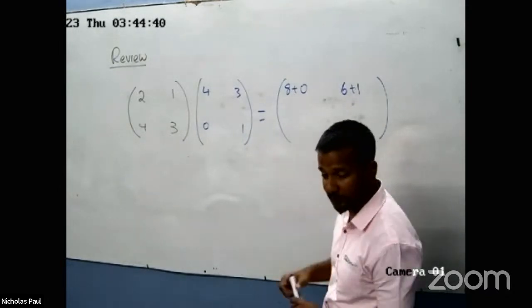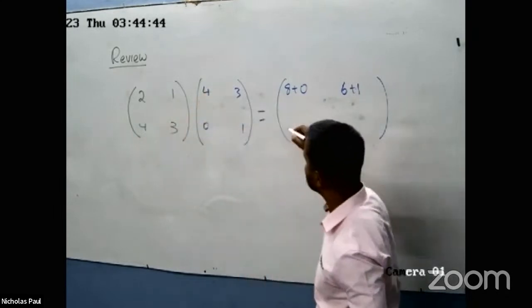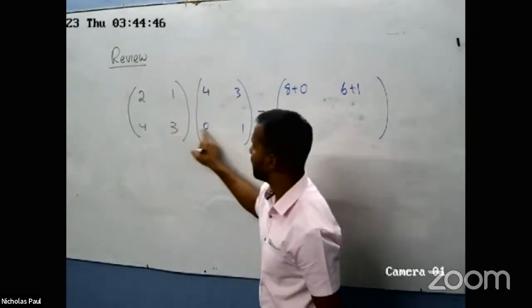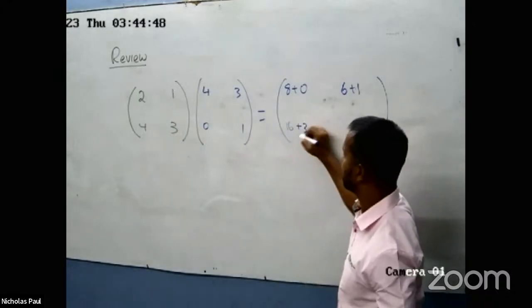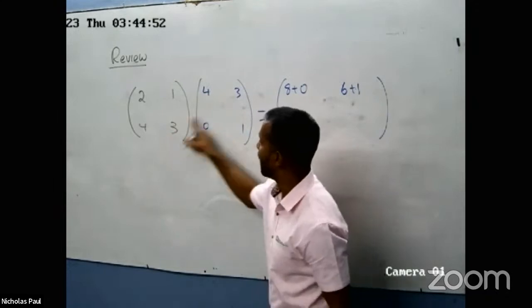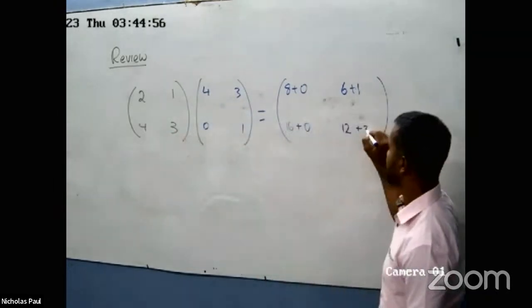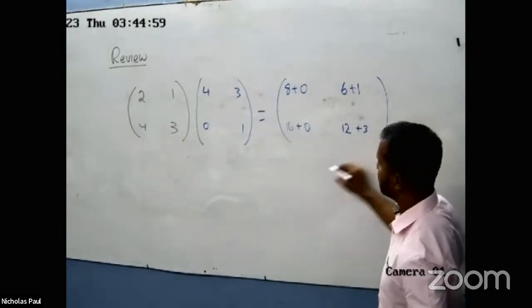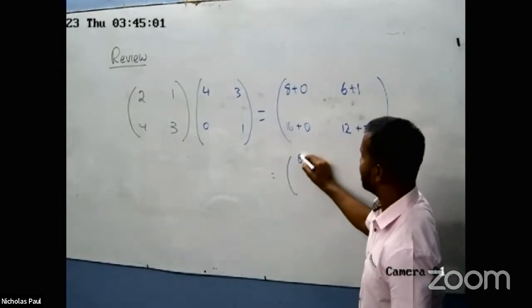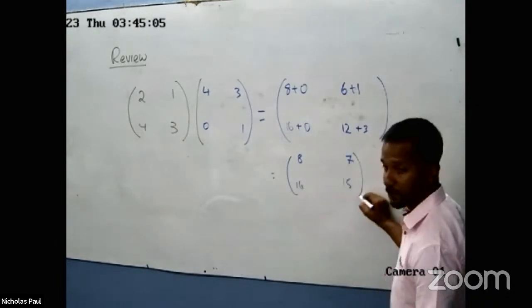All okay with that? So now if we go row by column, 4 by 4 is 16, 3 by 0 is 0. Then row by column, 4 by 3 is 12, 3 by 1 is 3. So the final answer is what? So the final answer is 8, 7, 16, 30.